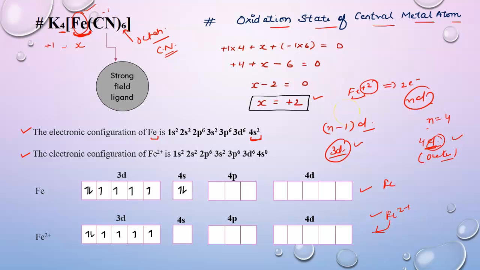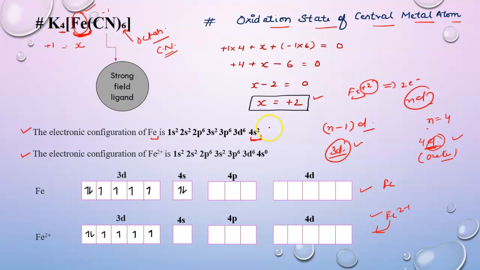Such kind of questions may usually be asked in your subjective papers. If the examiner wants to give you some easy questions related to VBT, he or she can simply ask what are inner and outer orbital complexes. Correct? And you have to give an example of each of the two.